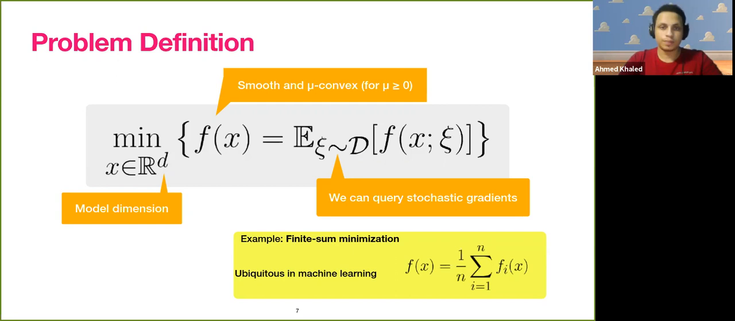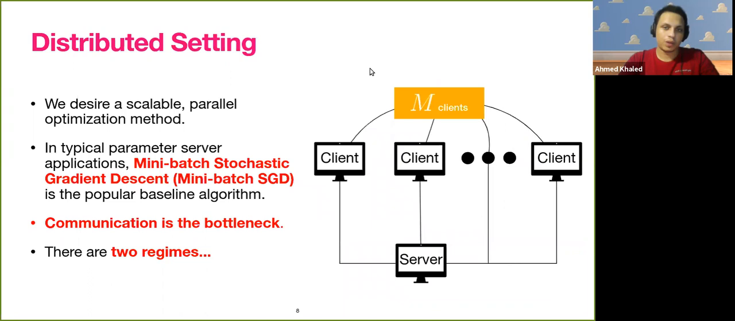All right, so now we explain the setting that we are dealing with, and that is a distributed setting in which we have a server that is connected to multiple clients. We assume that there are m such clients, and in this scenario, the typical algorithm that is used as a baseline is called mini-batch stochastic gradient descent. And the typical application is called the parameter server, in which, in the non-federated setting, we have access over all the clients, the server is ours, everything is ours. And in this case, mini-batch stochastic gradient descent is a very valid baseline to use. And in this case, communication is a bottleneck, because it is well known that the cost of communication on modern hardware is much higher than the cost of computation.